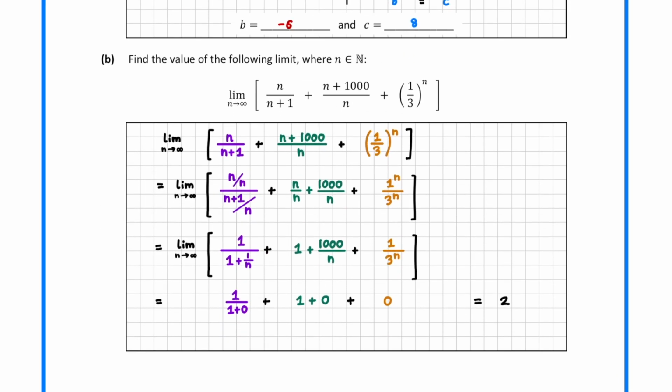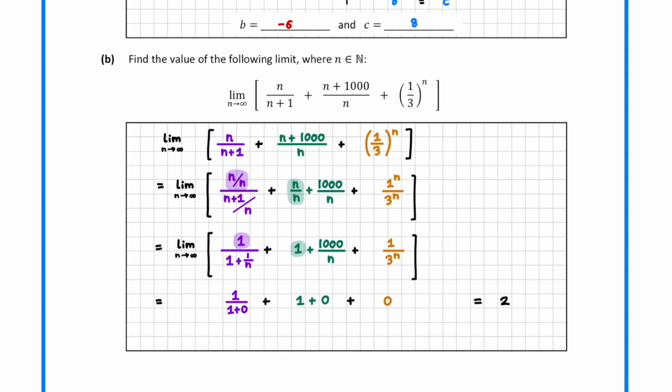Part B involves evaluating a limit of a 3-term sum. In the first term, we can divide above and below by n. In the second term, we can split up our fraction. And in the third term, we can distribute the power above and below the line.